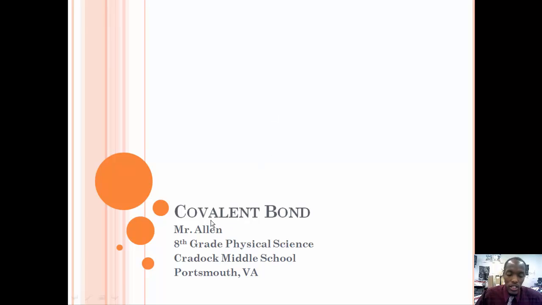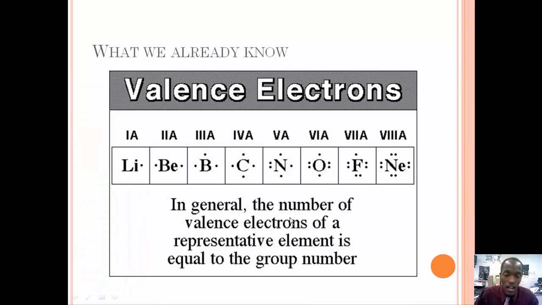Alright, so today we're going to be discussing covalent bonds. With our covalent bonds, we're discussing what we already know first, and what we should already know after a couple of segments: what are valence electrons. Valence electrons are the electrons on the outermost energy level.